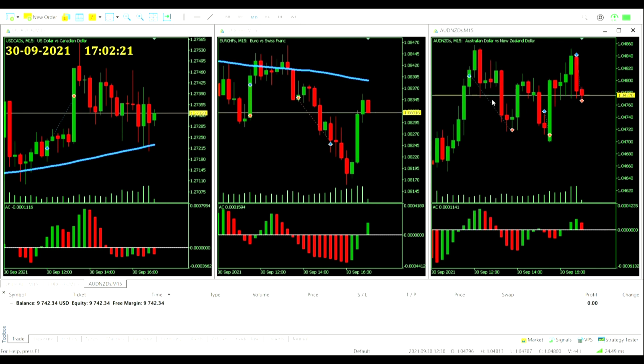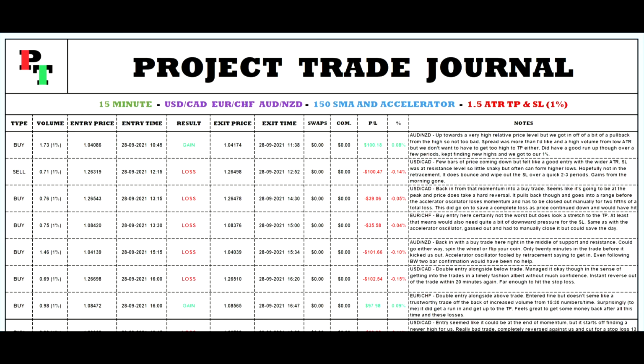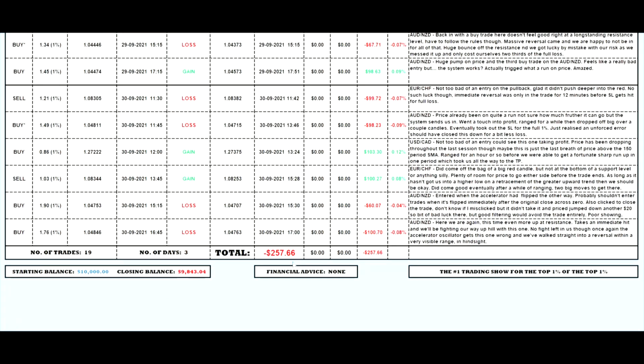We've had so many buy trades on this one the last few days. A couple of them come good, most of them, particularly today, really poor. And that was our final session, so let's round off all of our trades in the journal. Our lovely journal. Let's scroll to the bottom and see the final numbers. That is the bottom line, down $257.66. 19 trades in 3 days across the 3 charts.